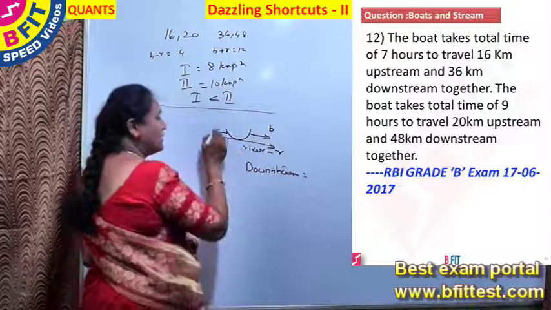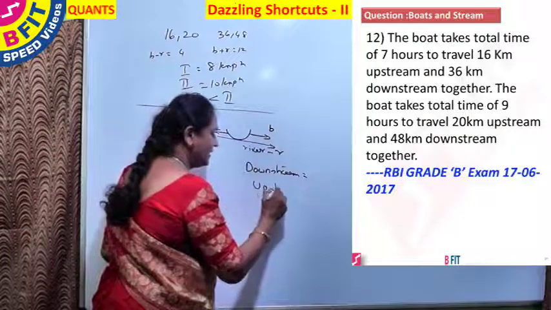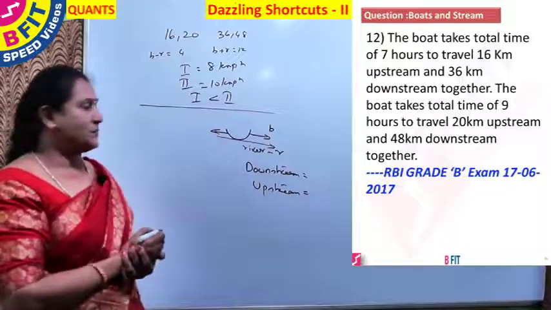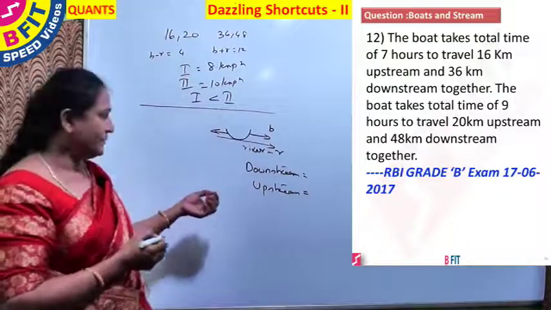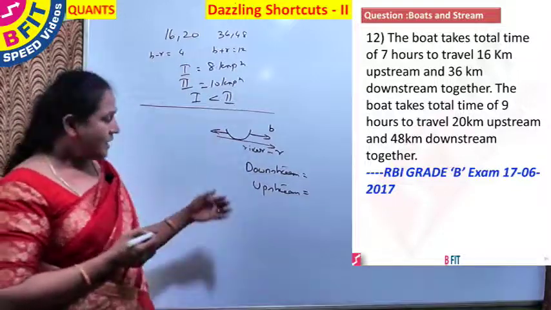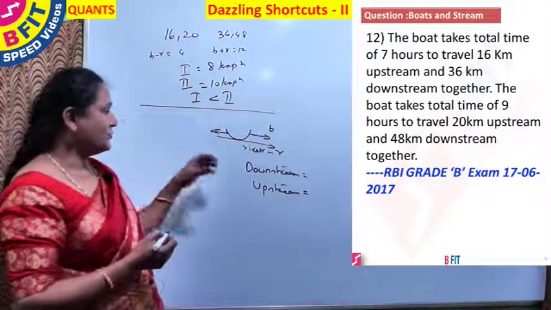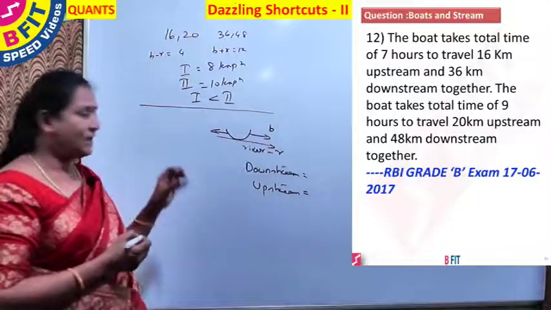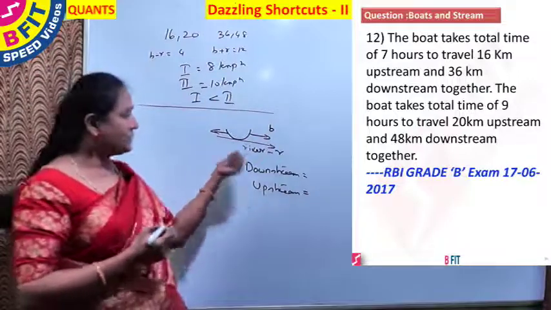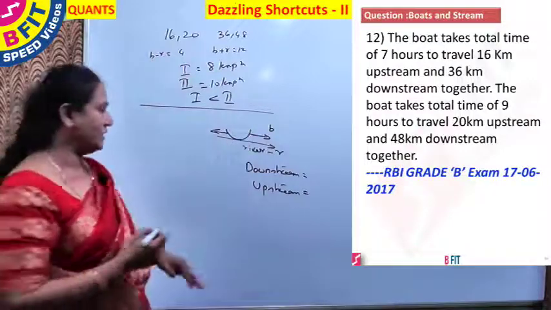If the boat is against the river, we say that the boat is going upstream. But nowadays, instead of downstream, they may mention boat along the river for downstream, and for upstream, against the river. When the boat is moving downstream or upstream, we have to calculate the relative speed of the boat with respect to the river. This b is the speed of the boat in still water.